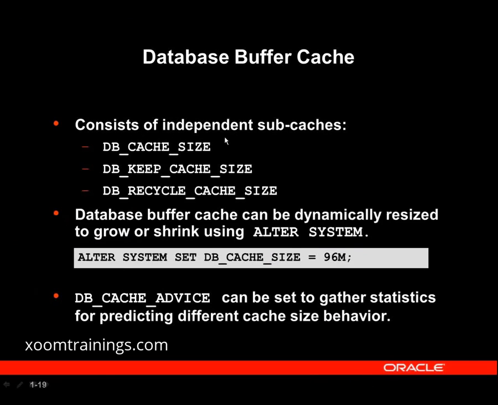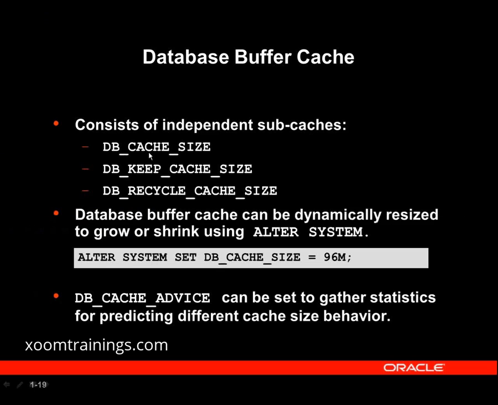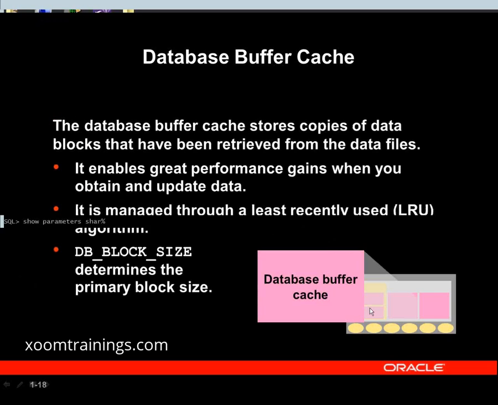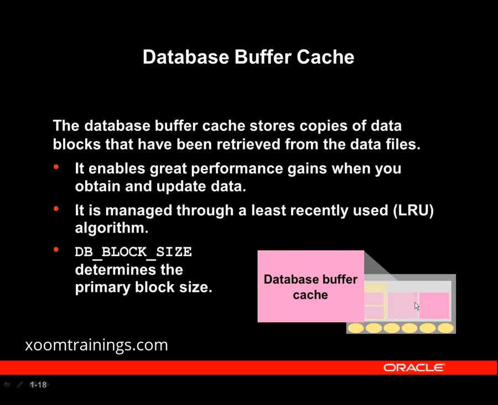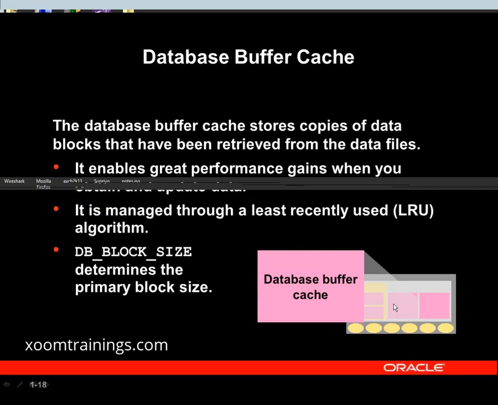There are different cache sizes, consisting of independent sub caches. DB cache size exactly says what the cache size is. It is the number of times blocks come into the database buffer that are selected from the database. DB cache size tells us the size of the database buffer cache.